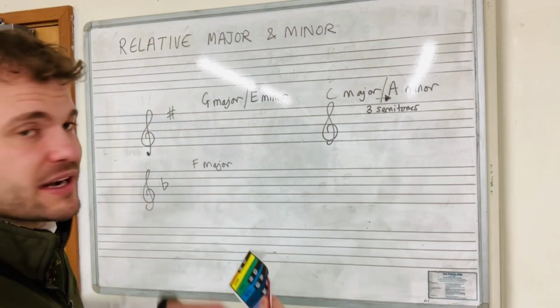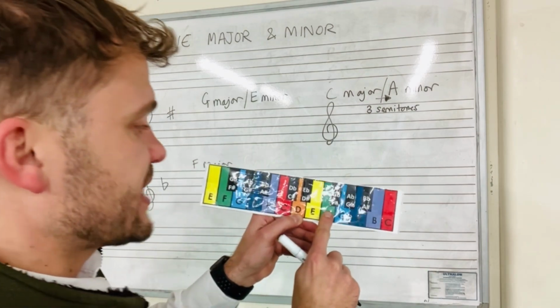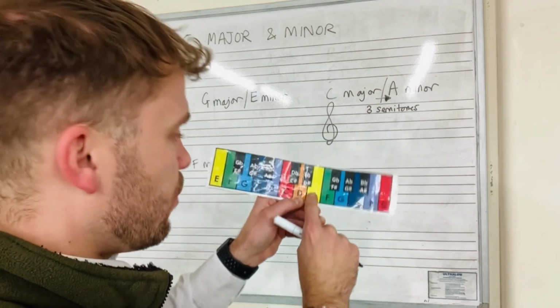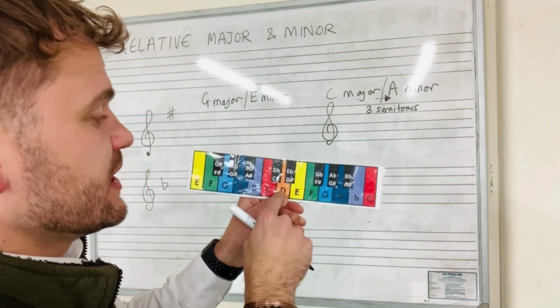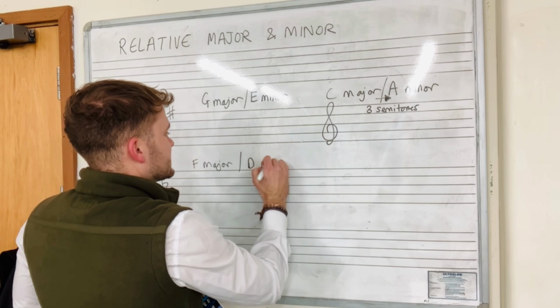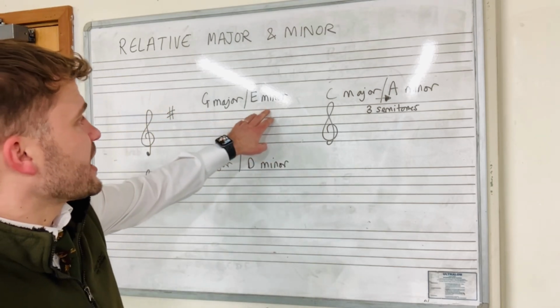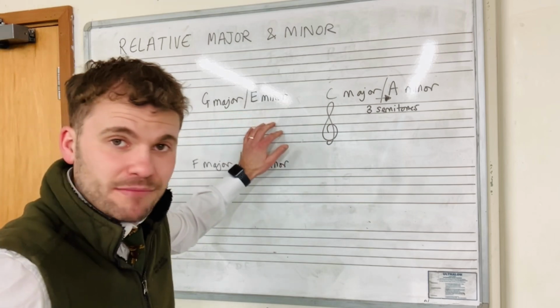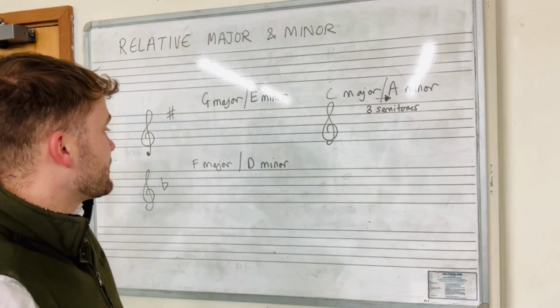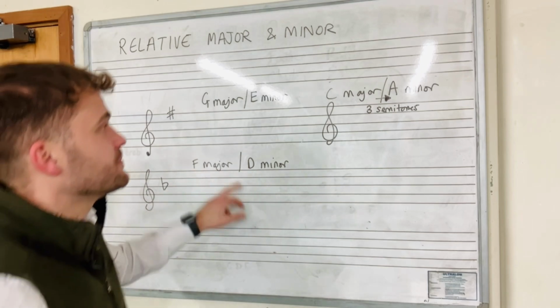Let's look at the F one now. Here we go. We've got F, we press the F. 1, 2, 3. That's taken us to D. So now we've got D minor. So the relative minor of G major is E minor. The relative major of D minor is F major.